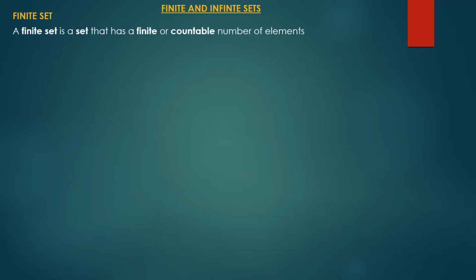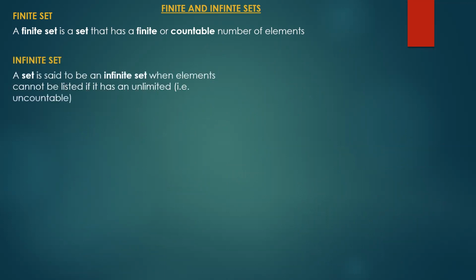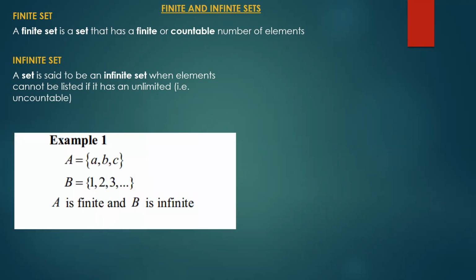So I've talked about the definition of a finite set and an infinite set. A finite set is a set that has a finite or countable number of elements. And an infinite set is a set that contains an uncountable or infinite number of elements. So let us look at these examples. I gave examples of A and B, and this is what we have there.